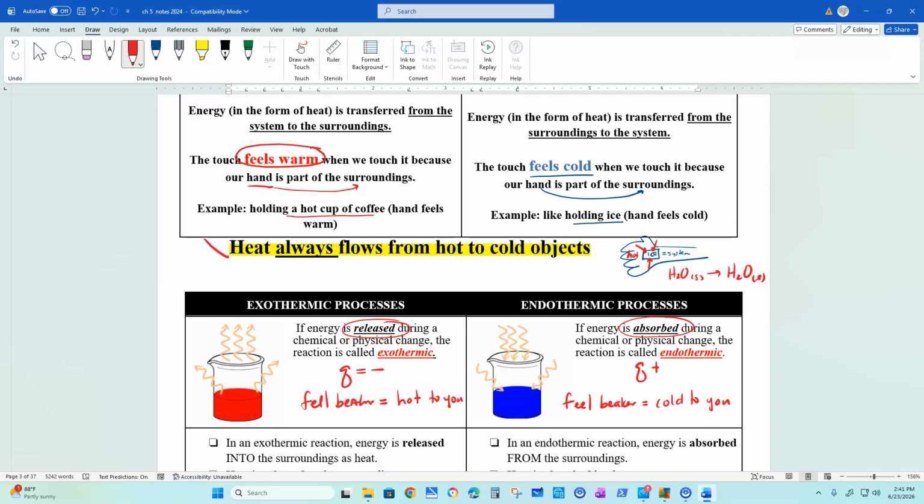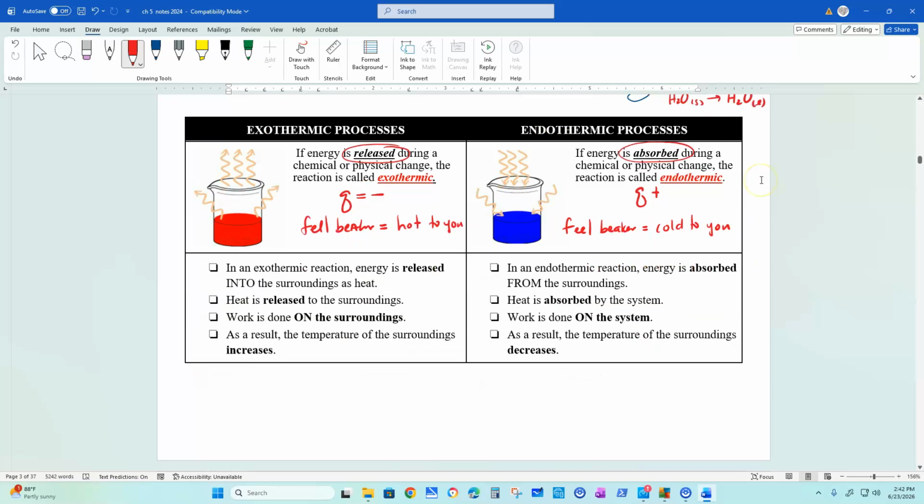So there is an always rule. Heat will always flow from hot to cold, okay? Notice right here your hand. The hot hand heat is flowing to the ice. The hot cup of coffee is flowing out to your hand, okay? Heat will always flow from hot to cold, always, always, always, okay?